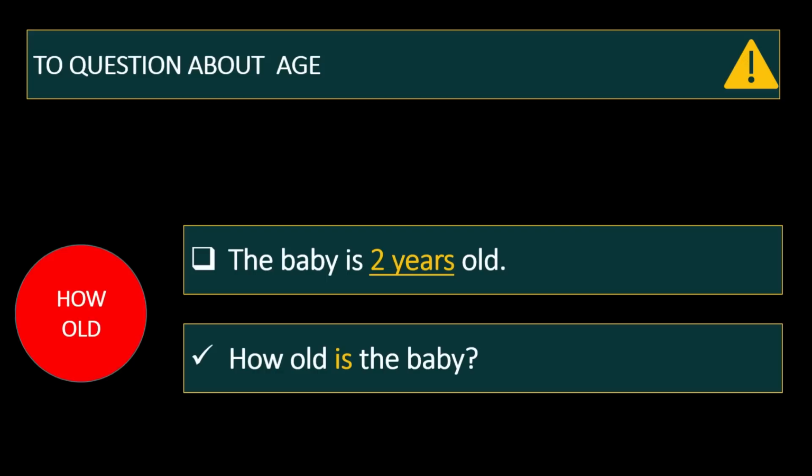How old is the baby? Now we put is here and then the subject goes after it. How old is the baby? That's it.